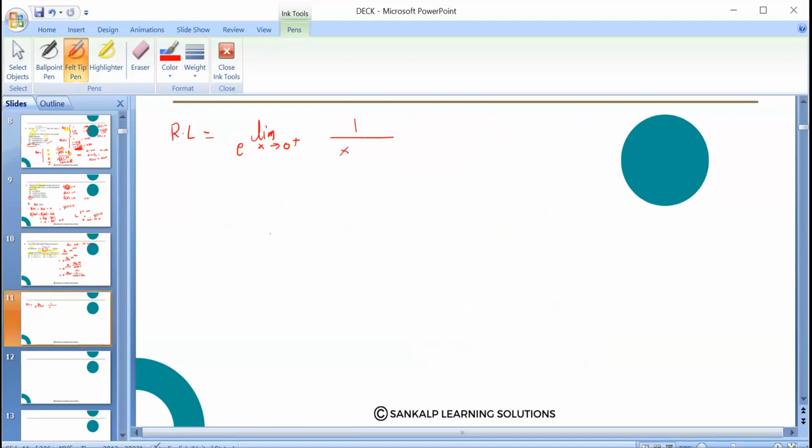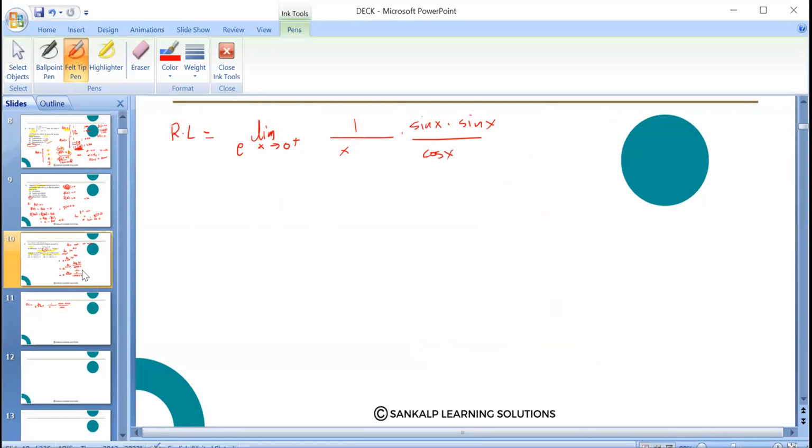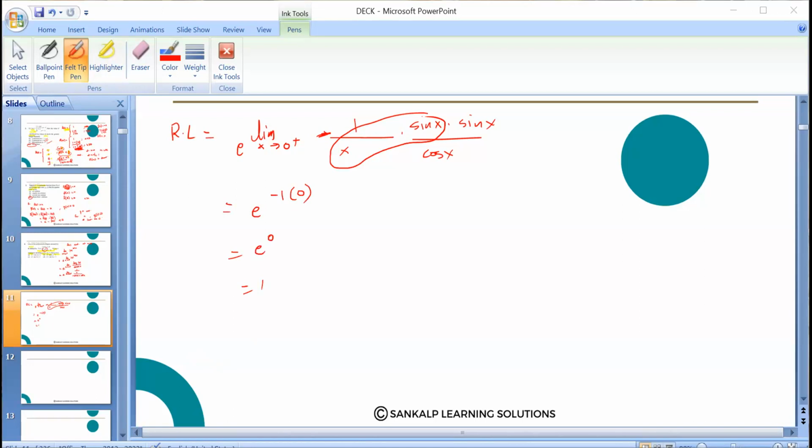So in the numerator, I will have sin x into sin x. And in denominator, what I have? Cos x. Apart from that, we have minus. This will become 1. And tan 0 is 0. So e power minus 1 into 0. E power 0, that is 1. The answer for right limit we got 1.